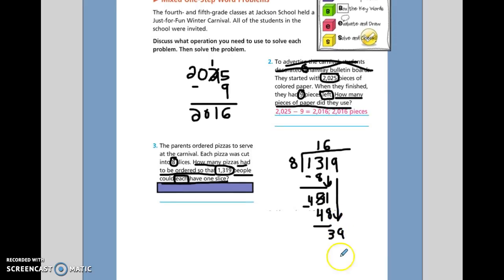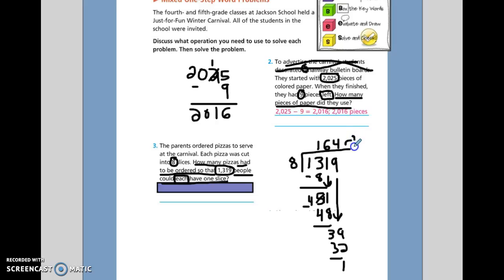Scroll up here a little bit. Bring on down my 9, and 8 goes into 39 4 times. 8 times 4 is 32. And I'll subtract. And I end up with 7 extra pieces.